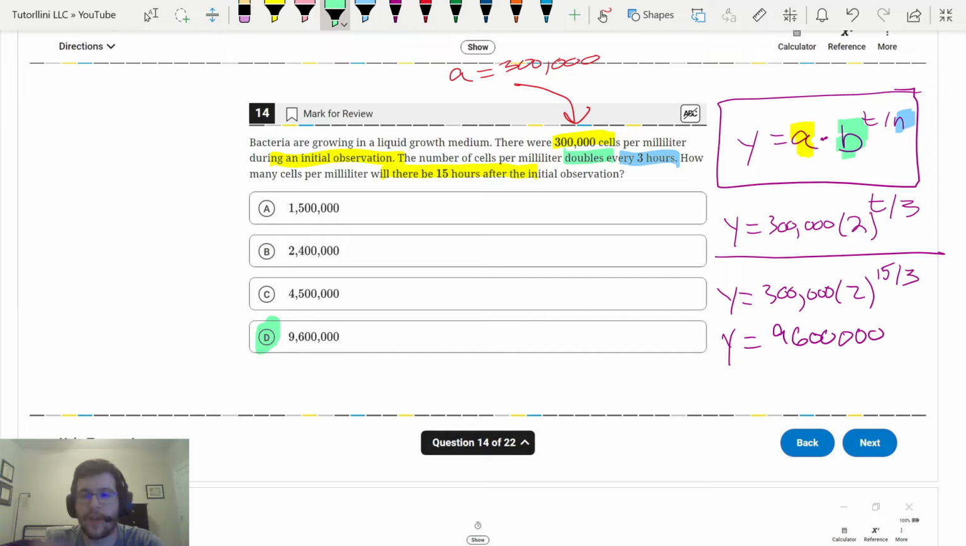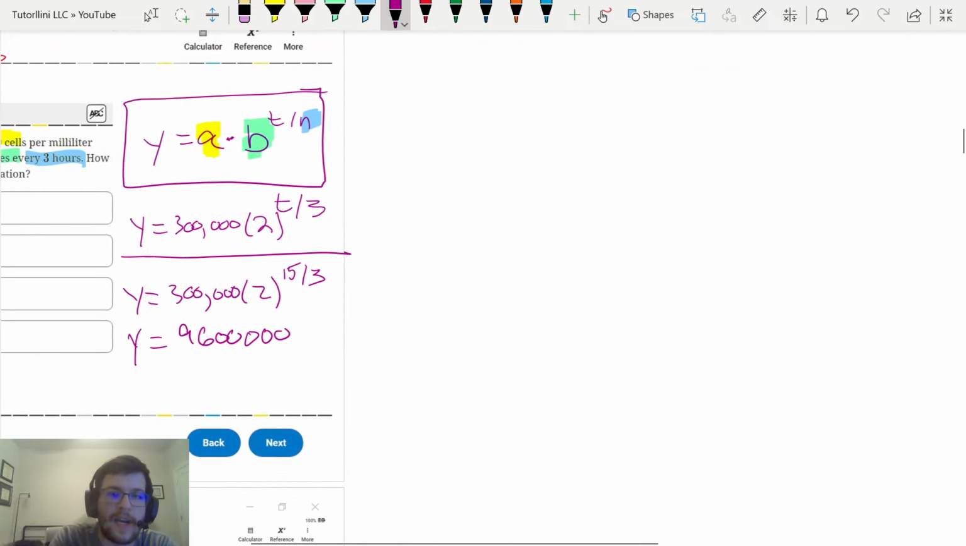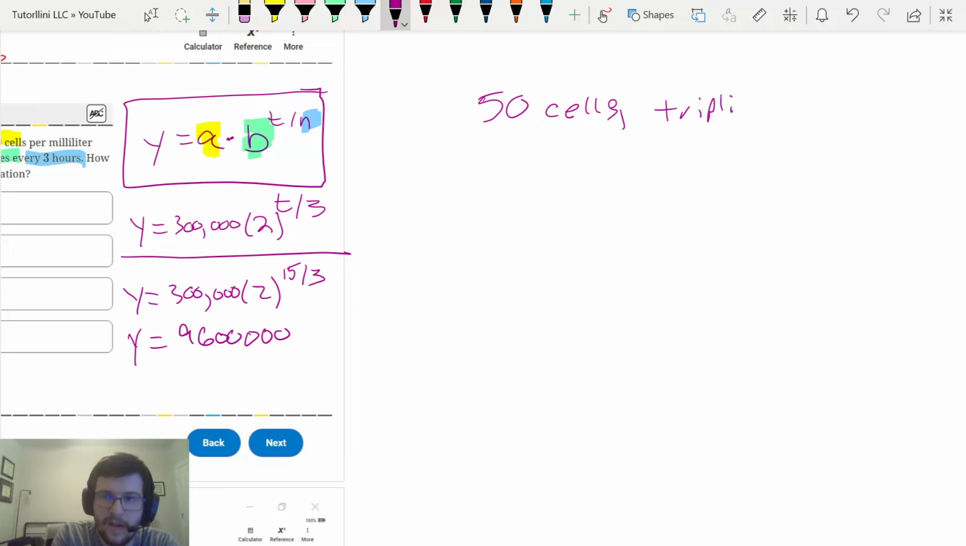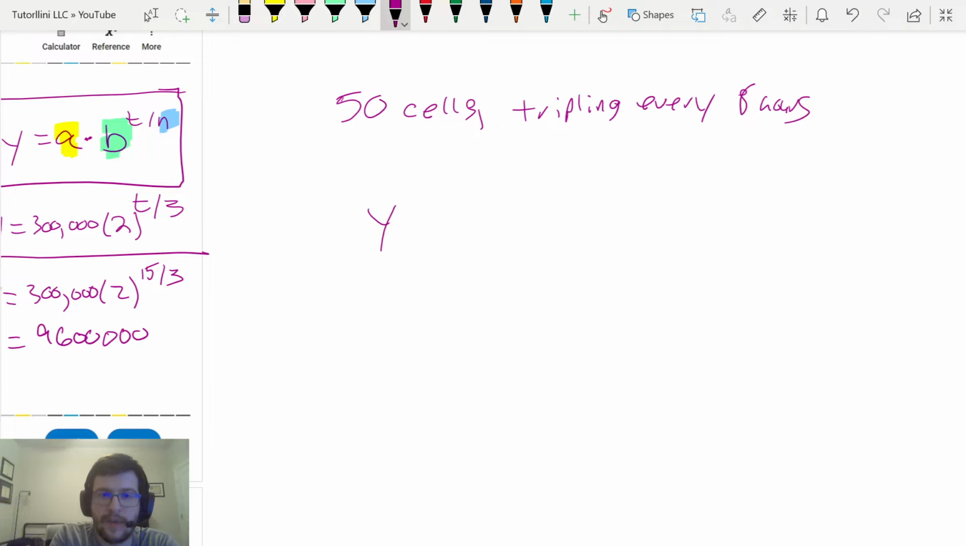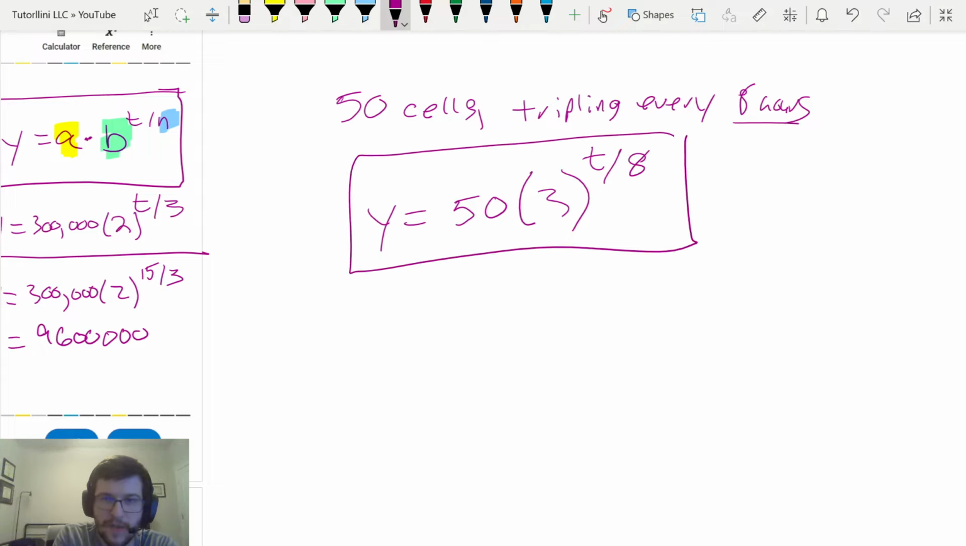I don't know, just as another quick example, let's say I had 50 cells and they were tripling every 8 hours. There are harder ones than this, but I don't want to spend too much time on this one question. So starting with 50, A is 50. Tripling means multiply by 3, so B would be 3. And then T is just T, and the interval is 8 hours, so you divide by 8. That would be the equation for this one.